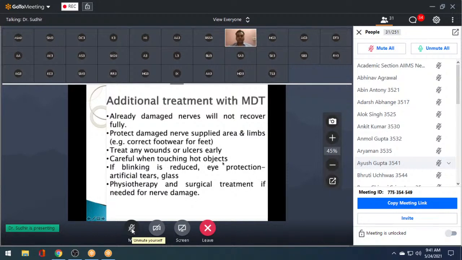Be careful when touching hot objects. You may not feel the temperature sensation because of loss of sensation. So be careful while touching any hot objects. You may burn your hand but you cannot feel it. That's why you have to avoid burn injury. Okay. If blinking is reduced in the eye, it can lead to dryness of the eye. So you have to use artificial tears and glasses, okay, specs to be used. Physiotherapy and surgical treatment are needed if there is nerve damage.